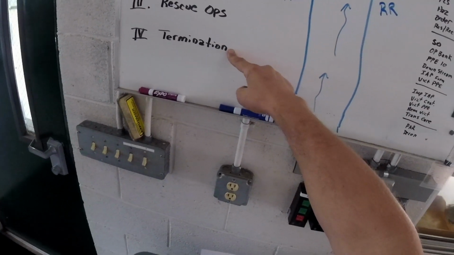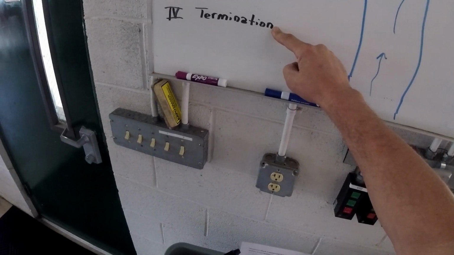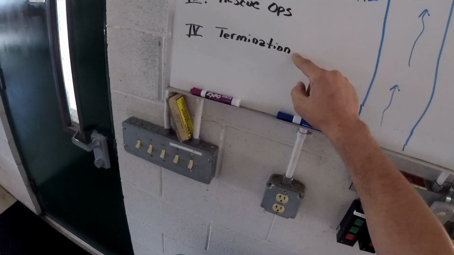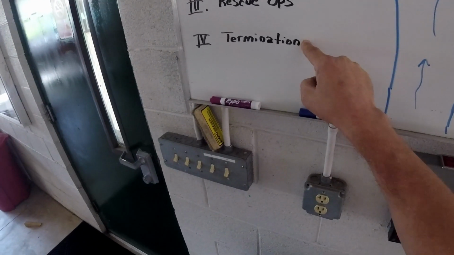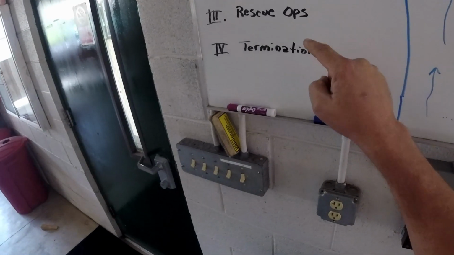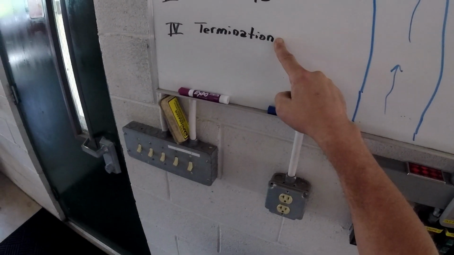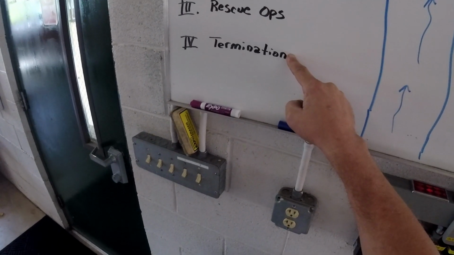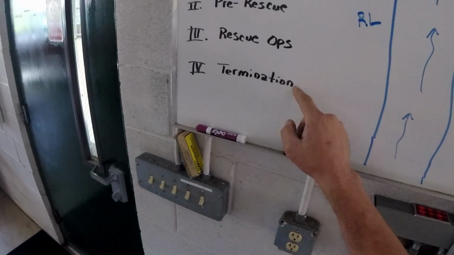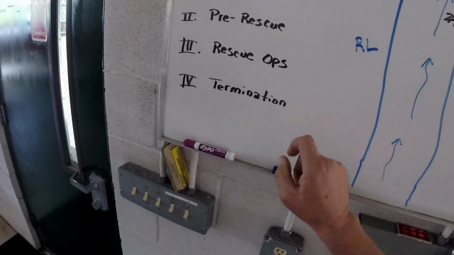Termination. This is basically once the rescue operation is completed, do we have everybody accounted for? Don't release resources until we know everybody's clear of the hazard area. It's going to include equipment and personnel. So get that PAR, that personnel accountability report, from all resources.